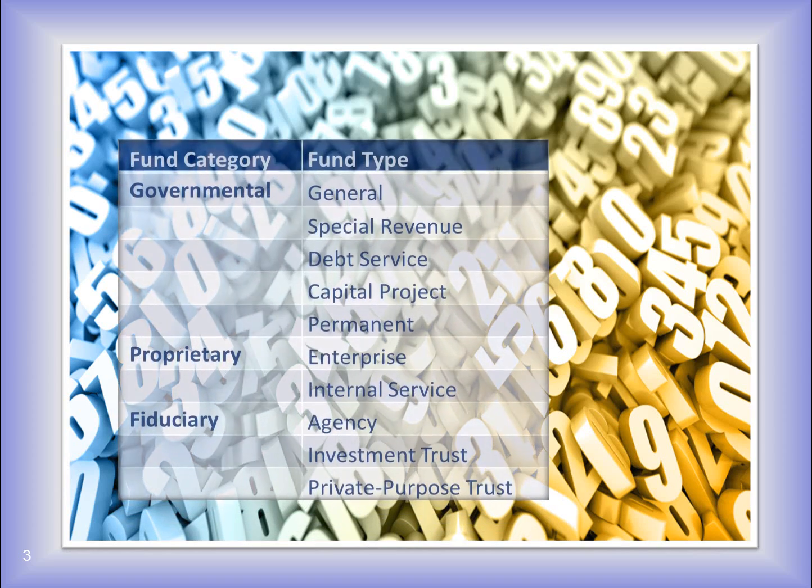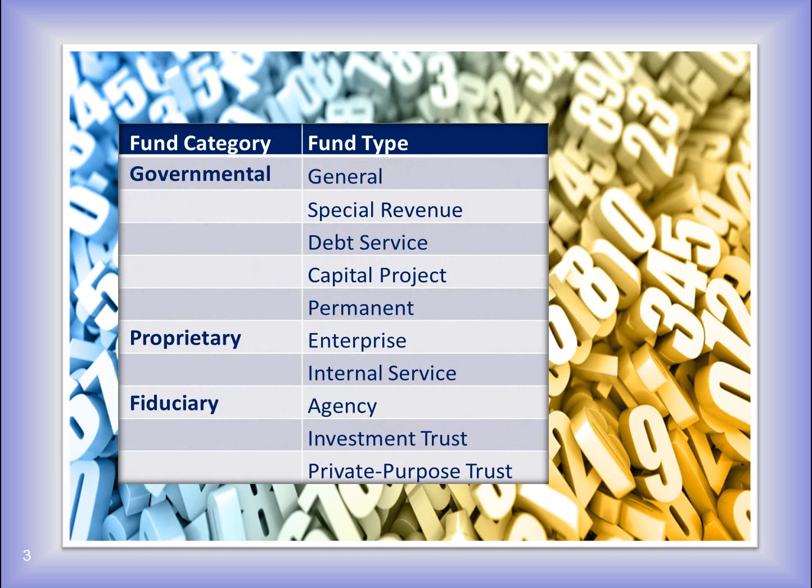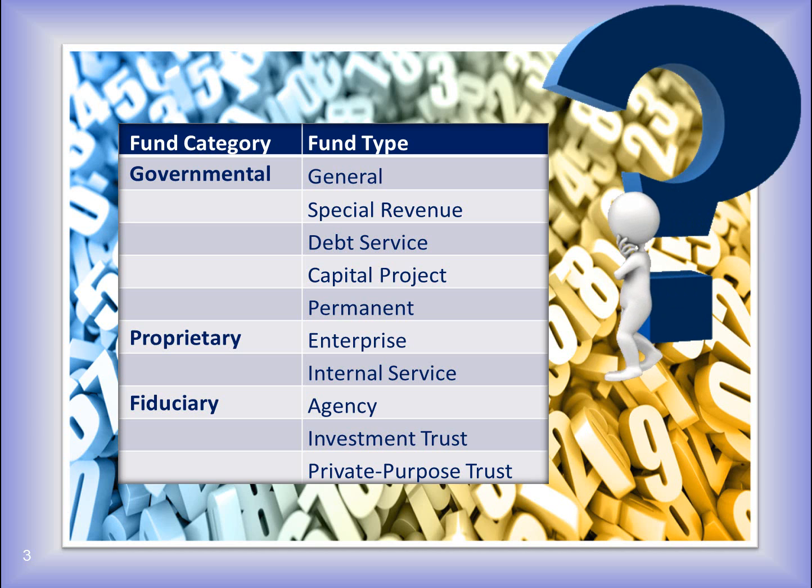In Fund Accounting 101, we learned that there are three categories of funds in the Uniform Chart of Accounts: governmental, proprietary, and fiduciary. And within each of these categories are several fund types. Within the fund types, there are many choices, and to help you understand the differences, we'll discuss the categories and fund types in more depth.